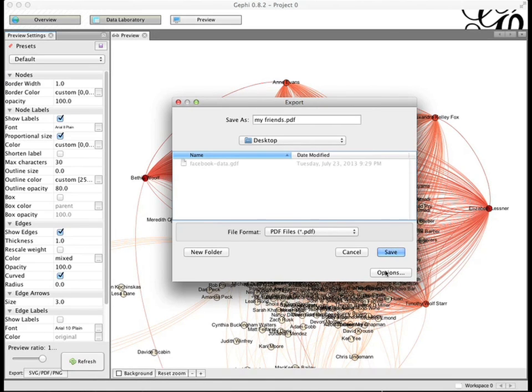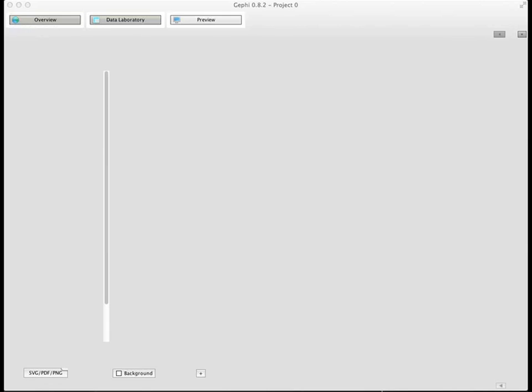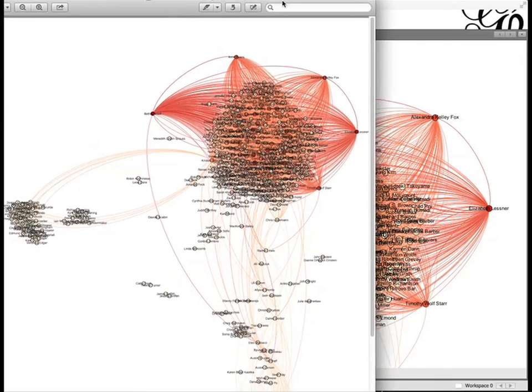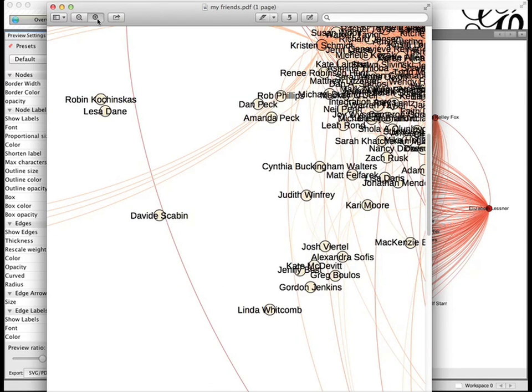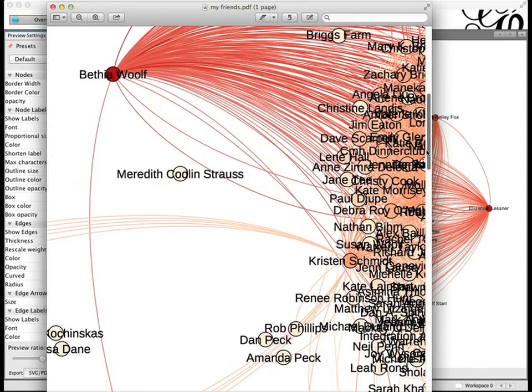Got a somewhat clunky window to use for saving. And then once you've done that, you can double click on the My Friends file, and it'll open in preview, and you've got it as a PDF, so you can blow it up basically to sort of arbitrarily large sizes. So this in a nutshell is how Gephi works, and you should feel free to play around.